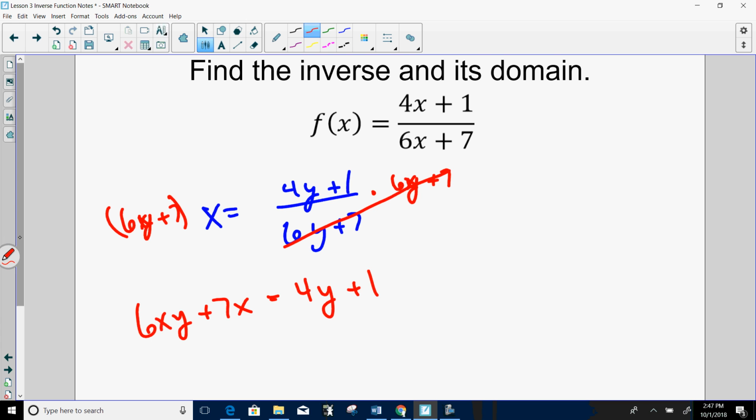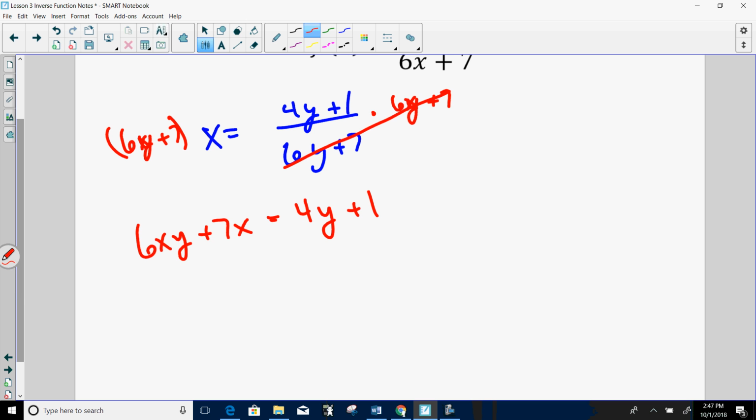Now I'm solving for y, which means I need to get all my y's on one side. So I need to get this 4y to move over. So I'm going to get 6xy minus 4y equals negative 7x plus 1. I want this 7x to move over here, so I subtract it over.